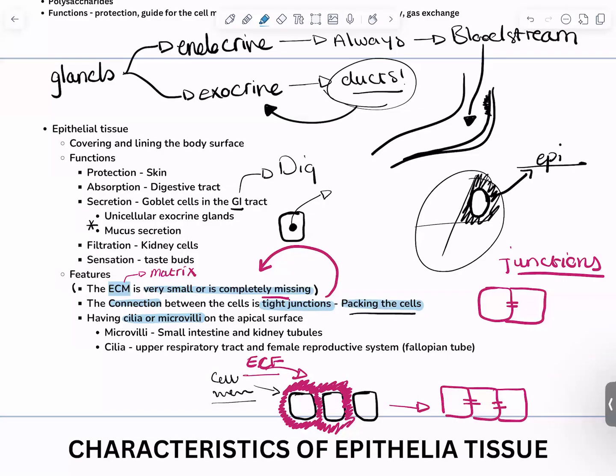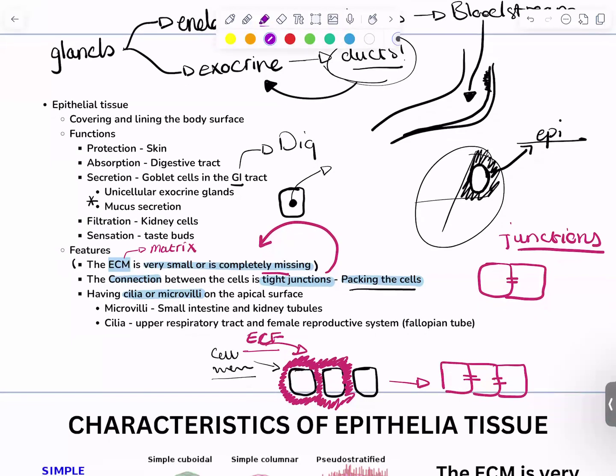But one thing is important to me. When we go to the slide of the microvilli and cilia, I will mention it again. But something very important is that you have to know the locations where we can find them. Microvilli can be found in the small intestine and kidney tubules, and cilia can be found in the upper respiratory tract and female reproductive system, especially in the fallopian tube. We will discuss these two more, but I want to discuss extracellular matrix and junctions first.